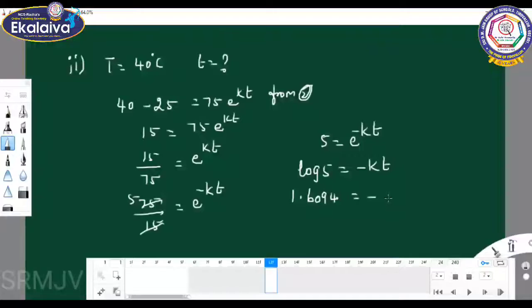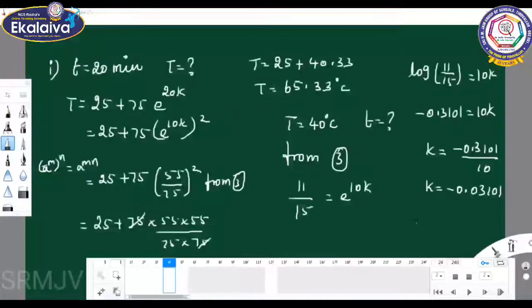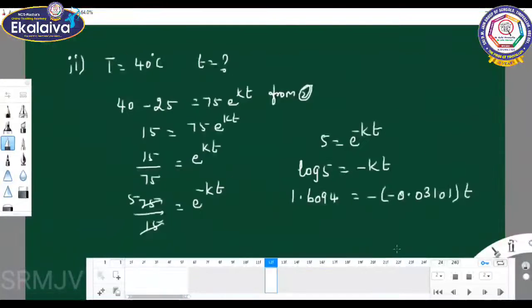Equal to minus k, and the value of k is minus 0.03101, into t. Minus into minus becomes plus. So 1.6094 equal to 0.03101 into t. T equal to 1.6094 by 0.03101.